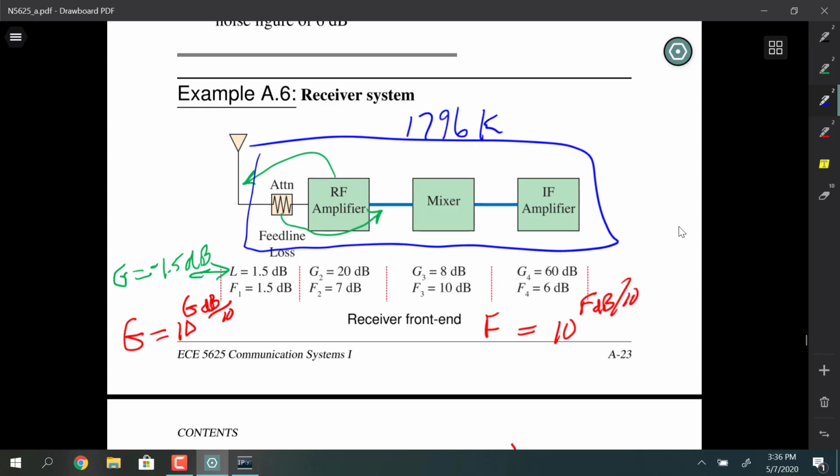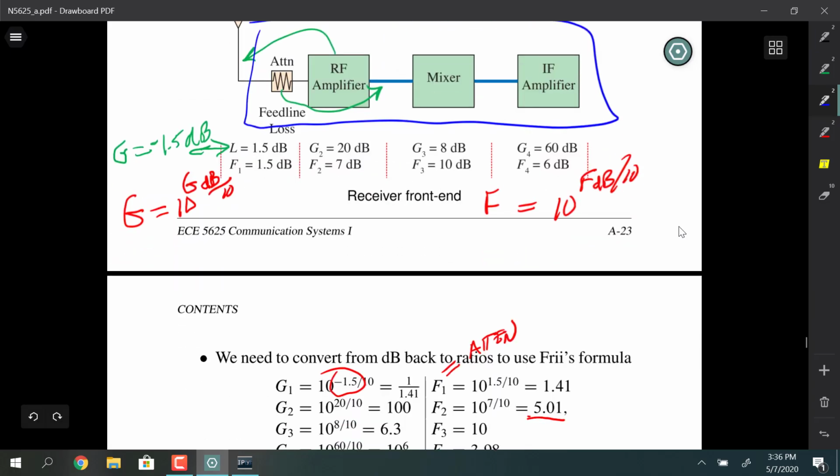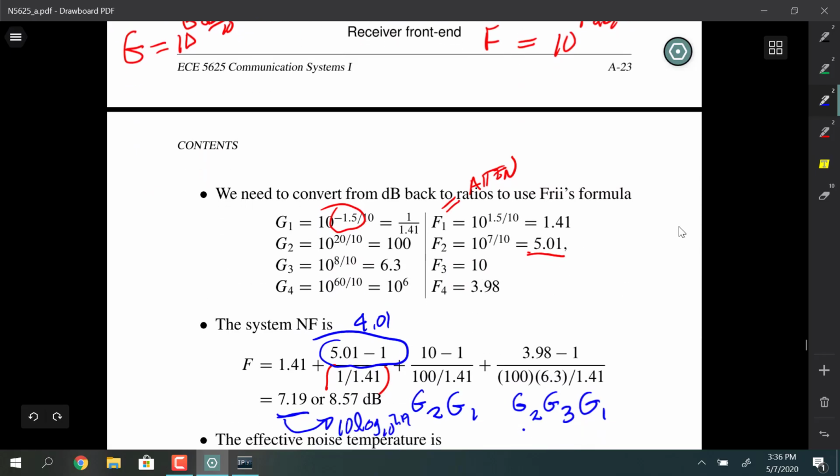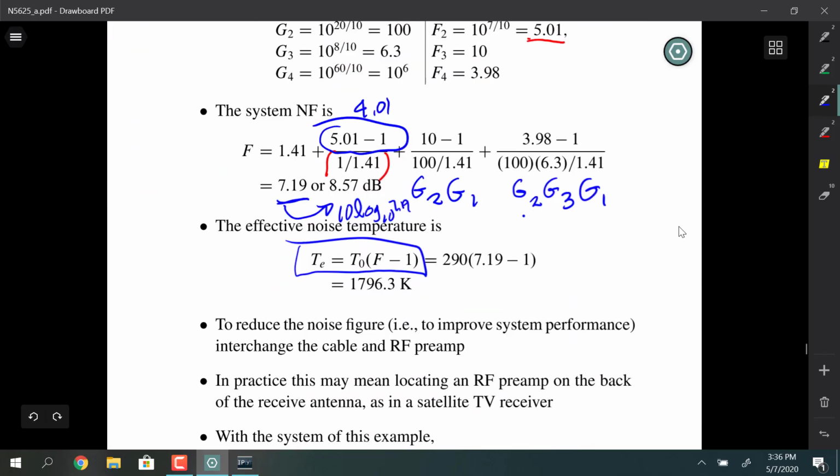Now the thing that's amusing about this is that's not to touch, right? It's not like you're going to touch this front end and you're going to get burned by that huge temperature, 1796. It's just a measure of the noisiness of the front end, and it's just telling us that it's very noisy, mostly because of the fact that we have that attenuation up front, and then followed it with an amplifier that had a fairly high noise figure as well.